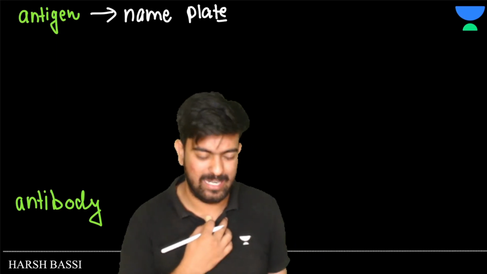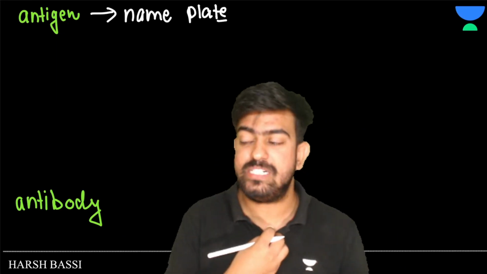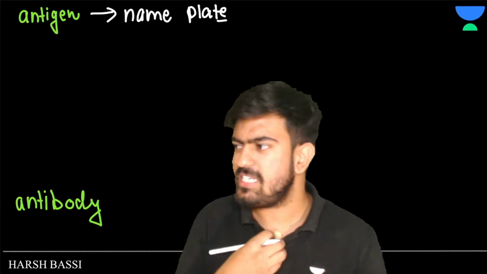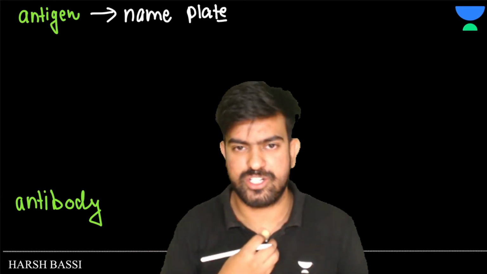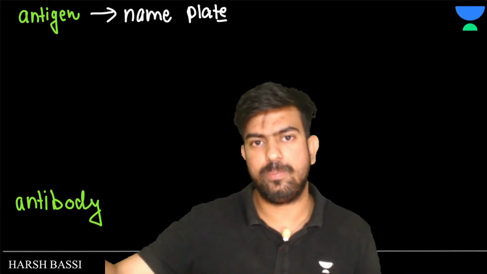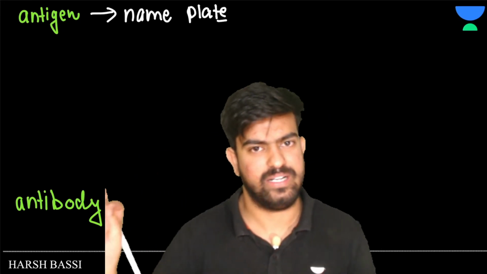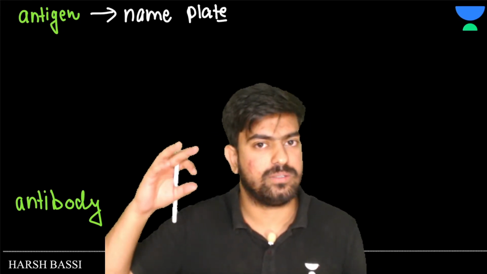So antigen is what? Antigen is a nameplate. Nameplate means whatever is written, suppose it's written Harsh. So you will understand that, okay, this is the notebook of Harsh. Suppose Sri Shai is written, so you will understand that the notebook belongs to Sri Shai. If suppose Ram Sham, anything is written, so the notebook belongs to that person.